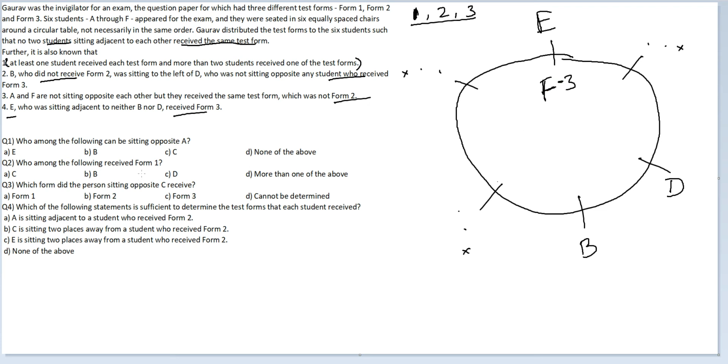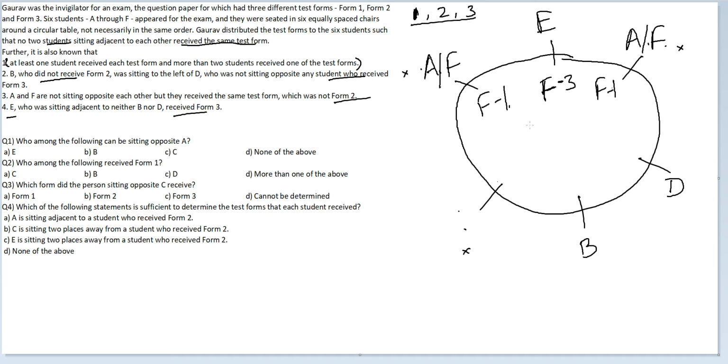And now let's go to statement 3. A and F are not sitting opposite each other, but they have received the same test form, which was not form 2. So A and F cannot occupy these pair of seats. They will necessarily occupy these two seats, A or F here and A or F here. Additionally, A and F have got the same form, but it is not form 2. They can also not get form 3 because E has got form 3. So the only form they can get is form 1. A and F have got form 1.